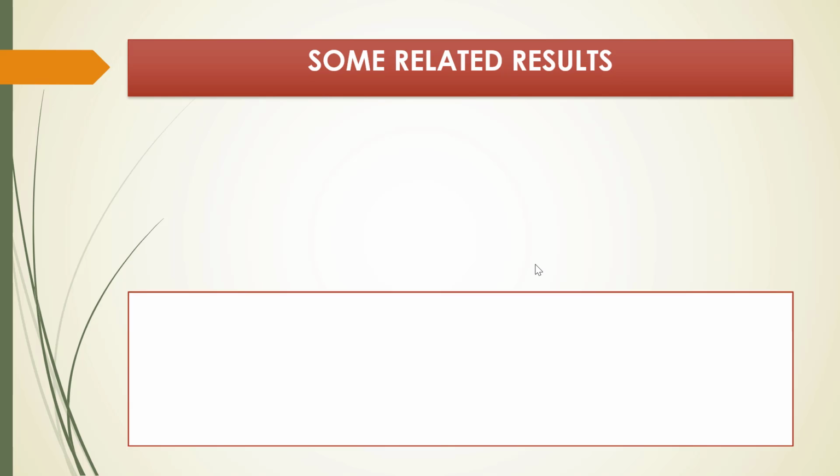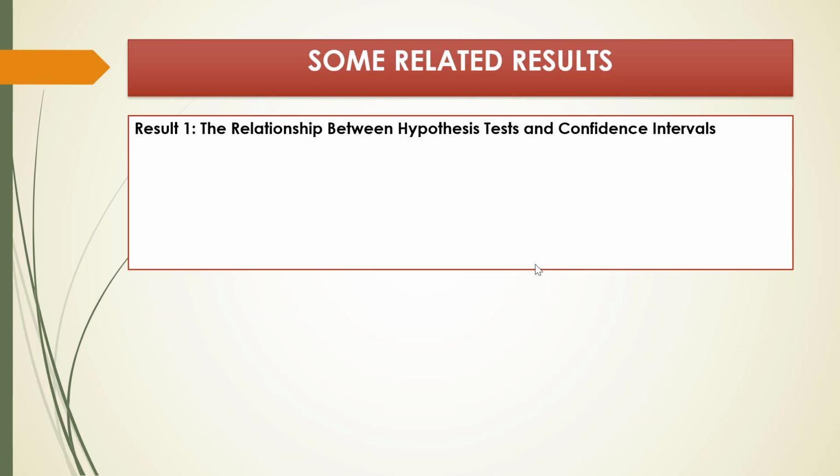There are some related results. The first result is the relationship between hypothesis tests and confidence intervals. Another method to run the test is to use confidence intervals, if the confidence interval is given. But confidence intervals are only used when we are dealing with two-tailed tests. For a one-tailed test, we have to use a different confidence interval. There is the one-sided confidence interval, which is not covered in this course.